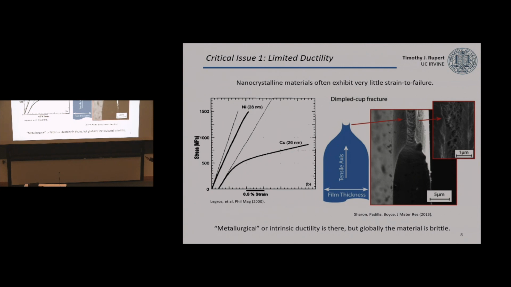A colleague of mine that I collaborate with nowadays, Brad Boyce, termed this in a way that I thought was very helpful. He said that nanostructured materials don't have extrinsic ductility, so they don't show a lot of strain on this x-axis here, but they have what he called metallurgical or intrinsic ductility. You're still having plastic deformation on a local scale, but it localizes early. So that's the major problem we have to solve.